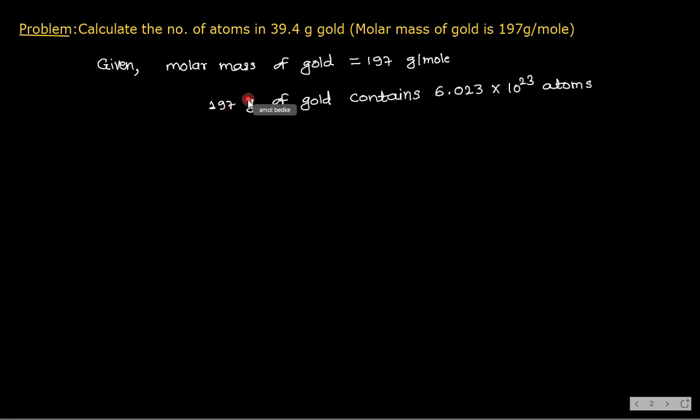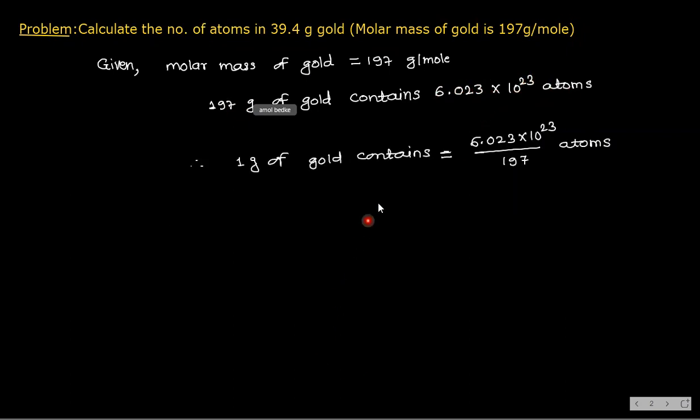That means 197 gram of gold contains how many atoms? 6.023 into 10 to the power 23 atoms. Now 1 gram of gold contains how many atoms? Then we just have to divide by 197, and that's why 6.023 into 10 to the power 23 by 197, that is the atoms contained in 1 gram of gold.